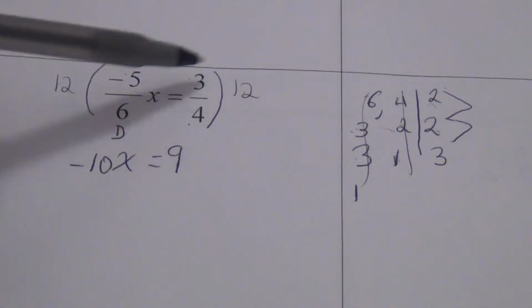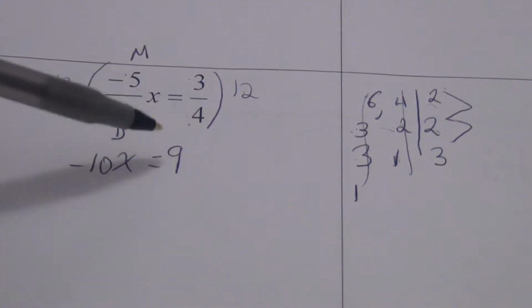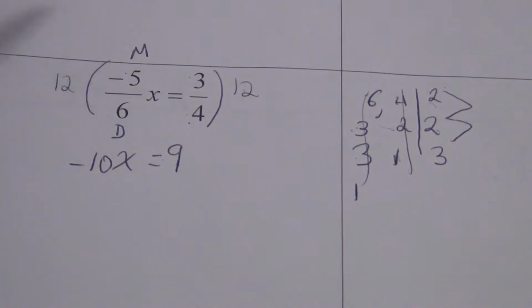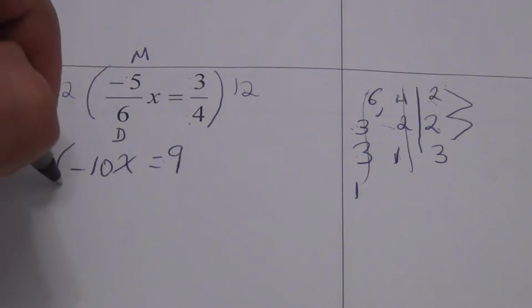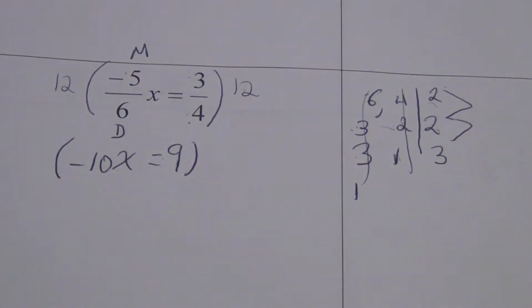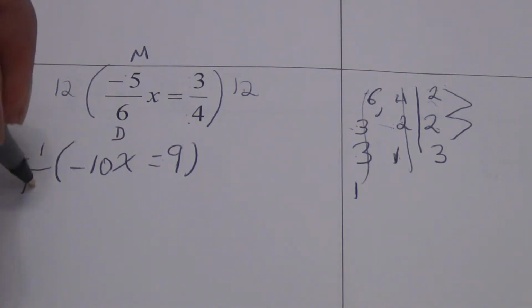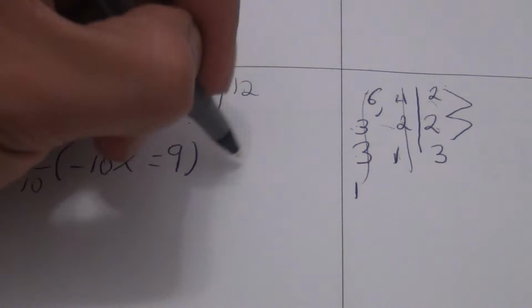I could have said 12 times 3 is 36, divided by 4, and then I would have to think, and then I said 9. Alright, now I'm going to use the multiplicative inverse. Because there's a number multiplying the variable, the multiplicative inverse of negative 10 would be negative 1 over 10, or 1 over negative 10, however you want to look at it.